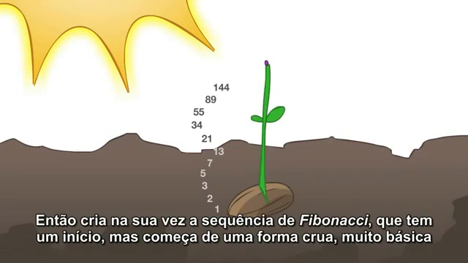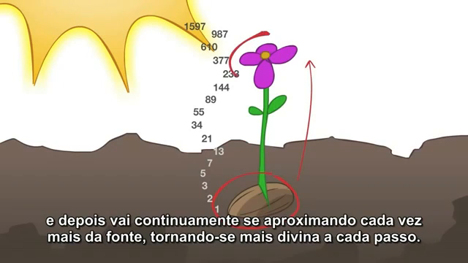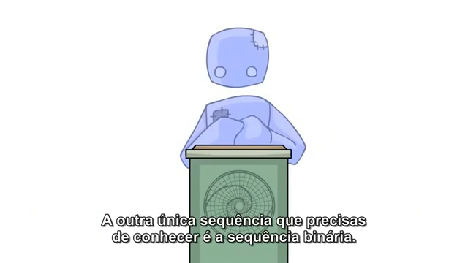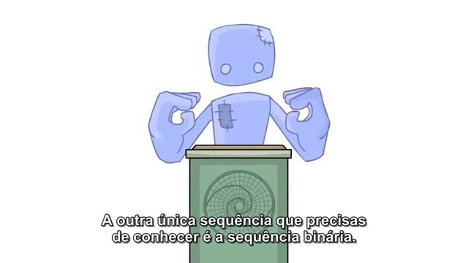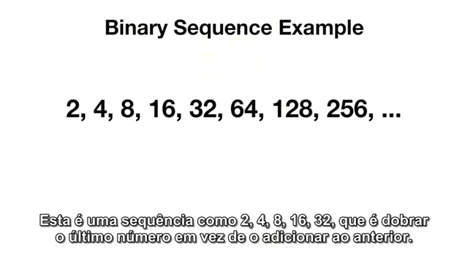So it creates the Fibonacci sequence instead, which has a beginning, but starts out crude, very basic, and then continually goes closer and closer to source, becoming more divine every step. It does take steps too, which actually has quite a bit to do with evolution. Let's move on for now though. The only other sequence you need to know for this is binary sequences. This is a sequence like 2, 4, 8, 16, 32. We're just doubling the last number instead of adding it to the previous one.